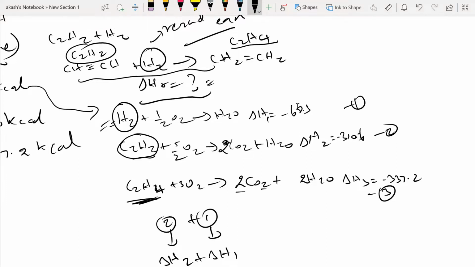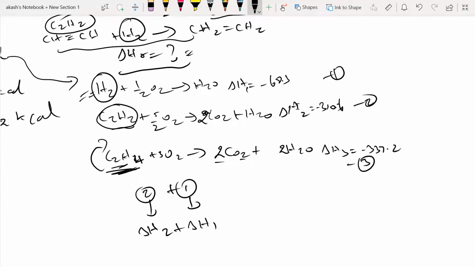So obviously we have to reverse this reaction, because this is the reactant side, but what I need is in the product side, right? So we require it in the product side. If you write it in the product side, we have to take minus, reversing means minus. So we have to take minus delta H3. That's it. This is your delta H of the final reaction.